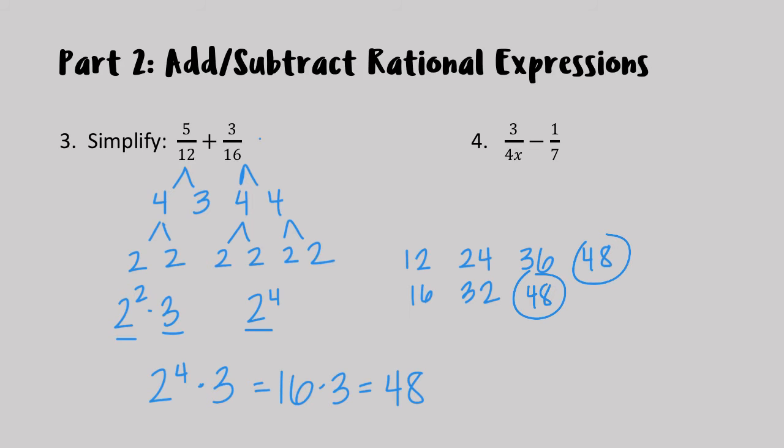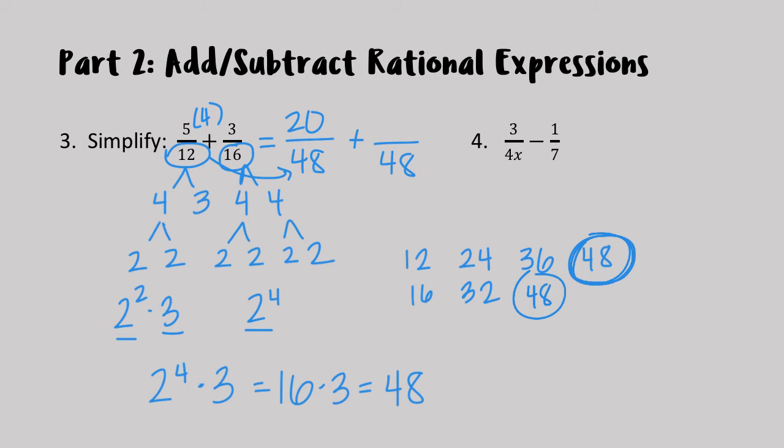So if I want to rewrite each of these with a denominator of 48, I have to think of how did I go from, for example, 12 to 48? What do you have to multiply 12 by to get 48? Well, I just did that here. It was 12 times 4 is 48. So then I need to multiply the same number in the numerator and do 5 times 4 and get 20 for the numerator.